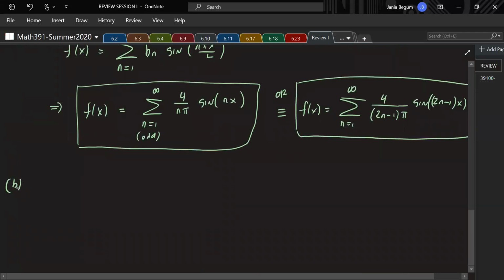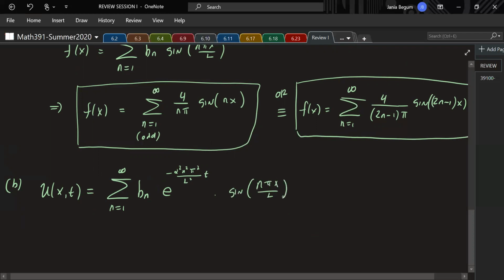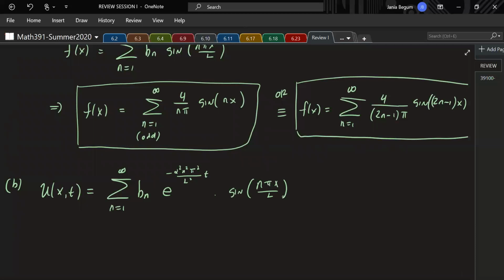So for part B, we know up to the boundary condition, the solution is u(x,t) equal to the sum n from 1 to infinity, Bn, the same Bn from part A, times, I think I wrote sine before, e to the negative alpha square n square pi square over L square times t. Everything's square, right? So you can put everything together and square it, times t, times sine of n pi x over L. That's the solution up to the boundary conditions. Now, once you apply the boundary conditions, this is the solution.